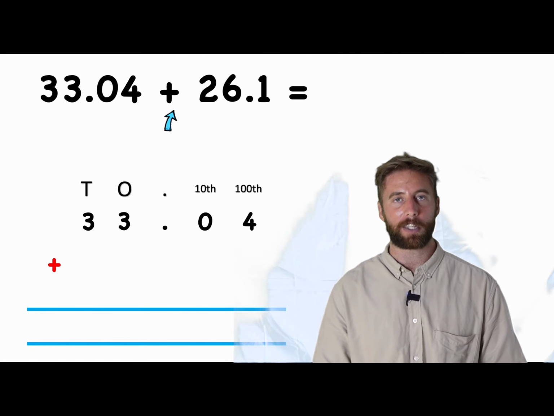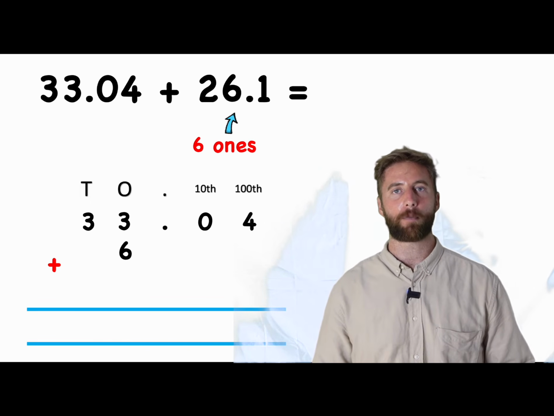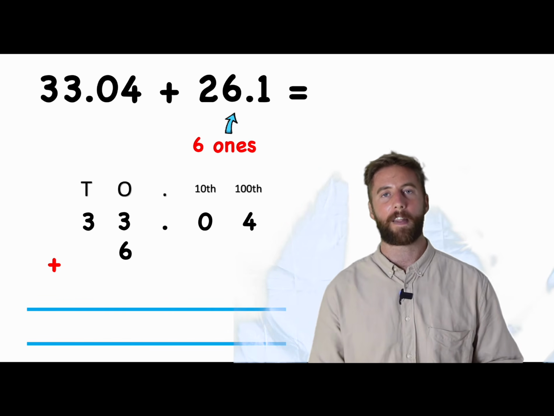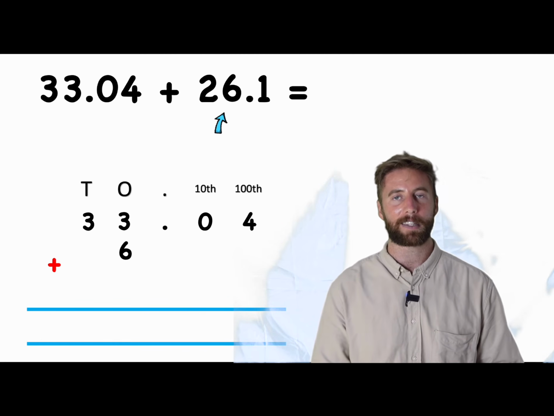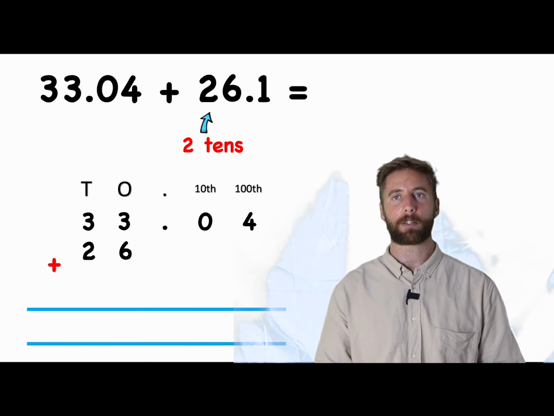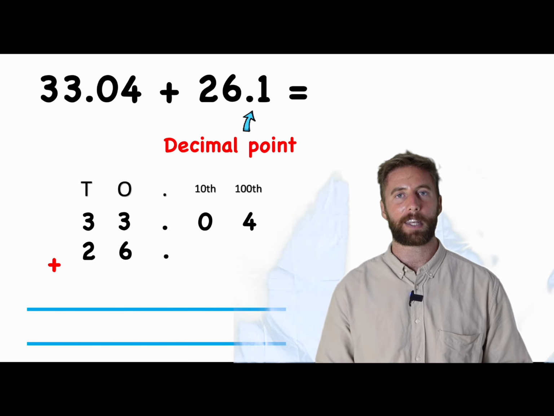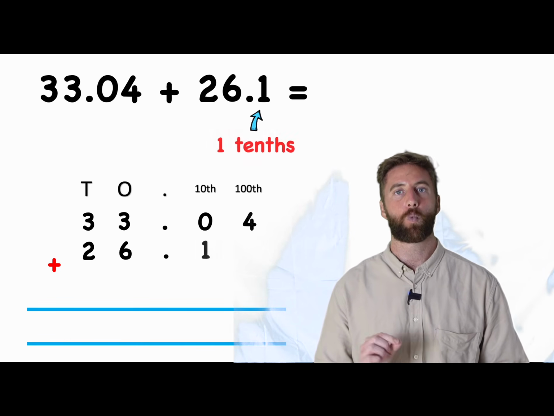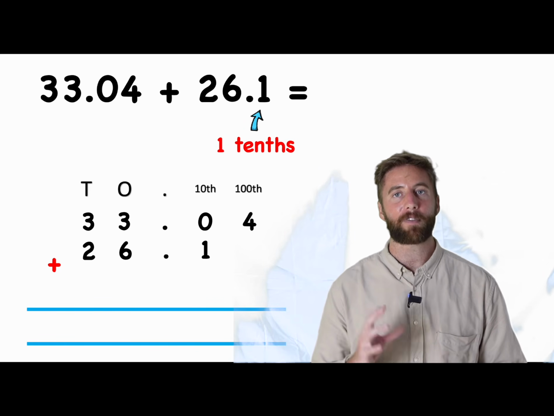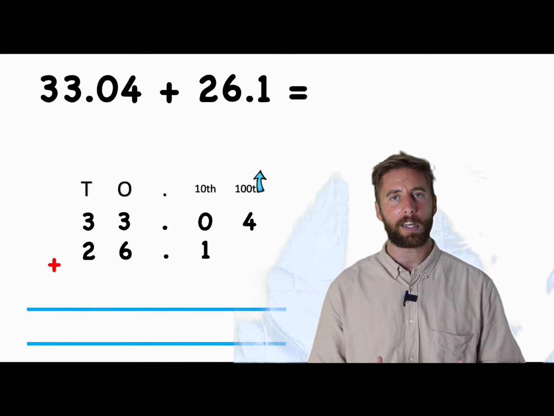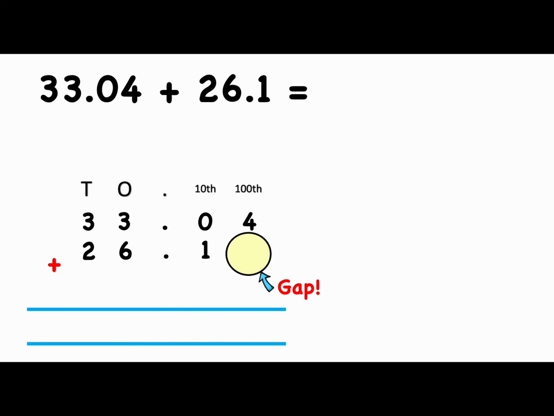Now I'm ready to put my 26.1, and again I'm going to start with my ones. I've got 6 ones, and then I'm going to do my tens. I have 2 tens, and now I can look at my decimal, put the decimal point in, and see that I have 1 tenth. But now I have this gap again. What could I do here? That's right, put a placeholder.